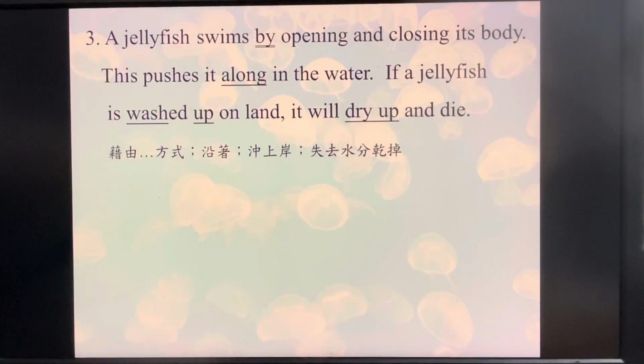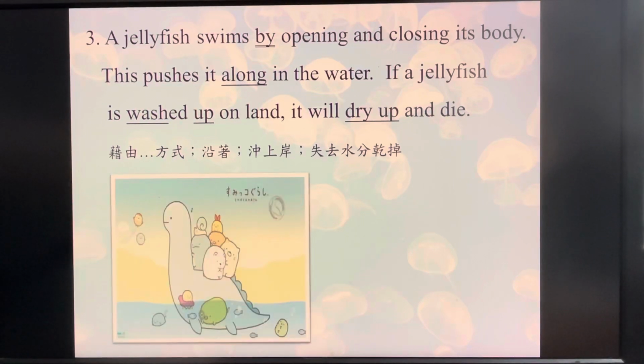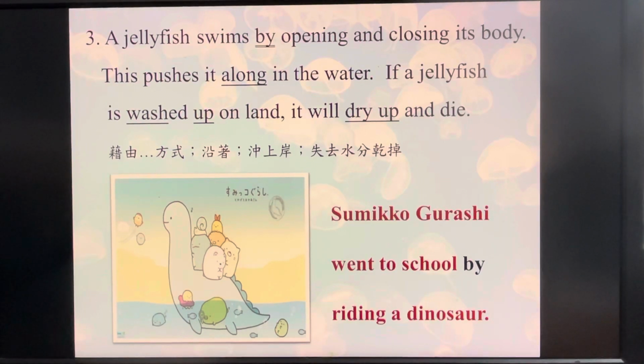Sentence number 3. A jellyfish swims by. 我们要认识 by 的用法。How do we use by? Look, Sumikogurashi. Sumikogurashi went to school by riding a dinosaur. 借由什么方式? So here, look, you have a verb. 借由骑恐龙. Remember, you have to change your verb to ing form. 要改成有 ing 的方式.